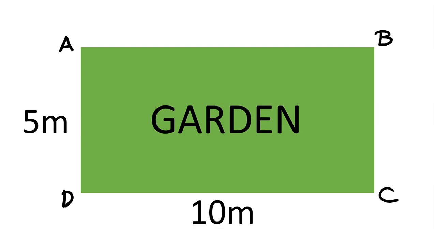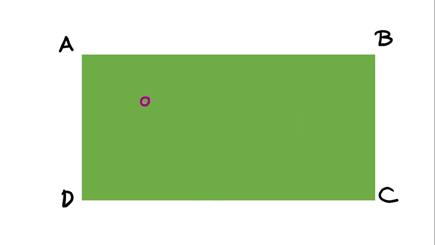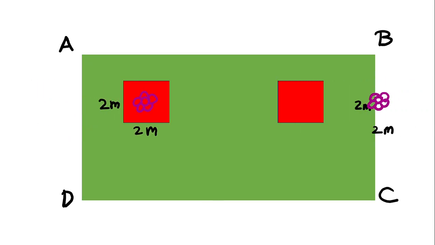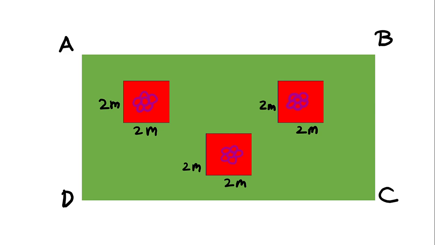Fine, but wait. Inside this garden, there is something. There are three flower beds which are square shaped. Fine. So there are three flower beds, 2 by 2.